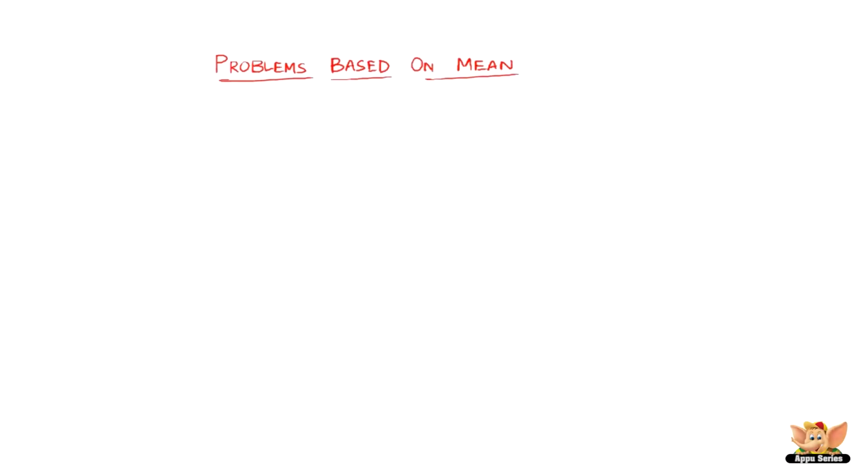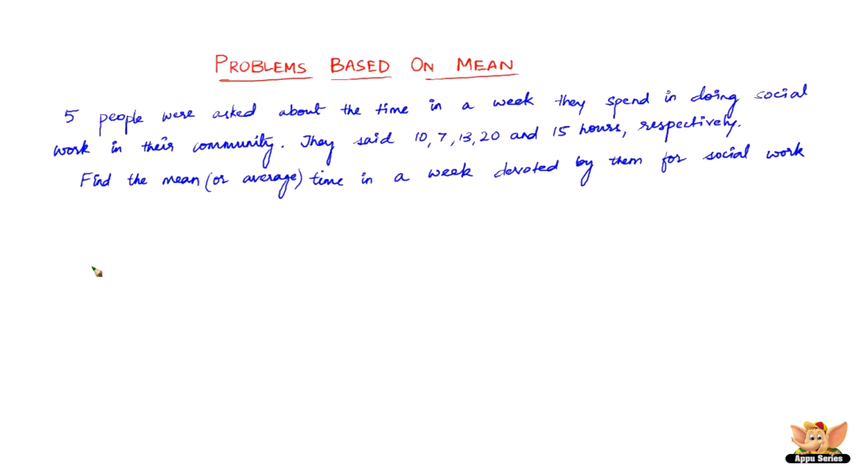So in this video, let us solve some problems based on mean. So here we have a question. 5 people were asked about the time in a week they spend in doing social work in their community. They said 10, 7, 13, 20 and 15 hours respectively. Find the mean or average time in a week devoted by them for social work.